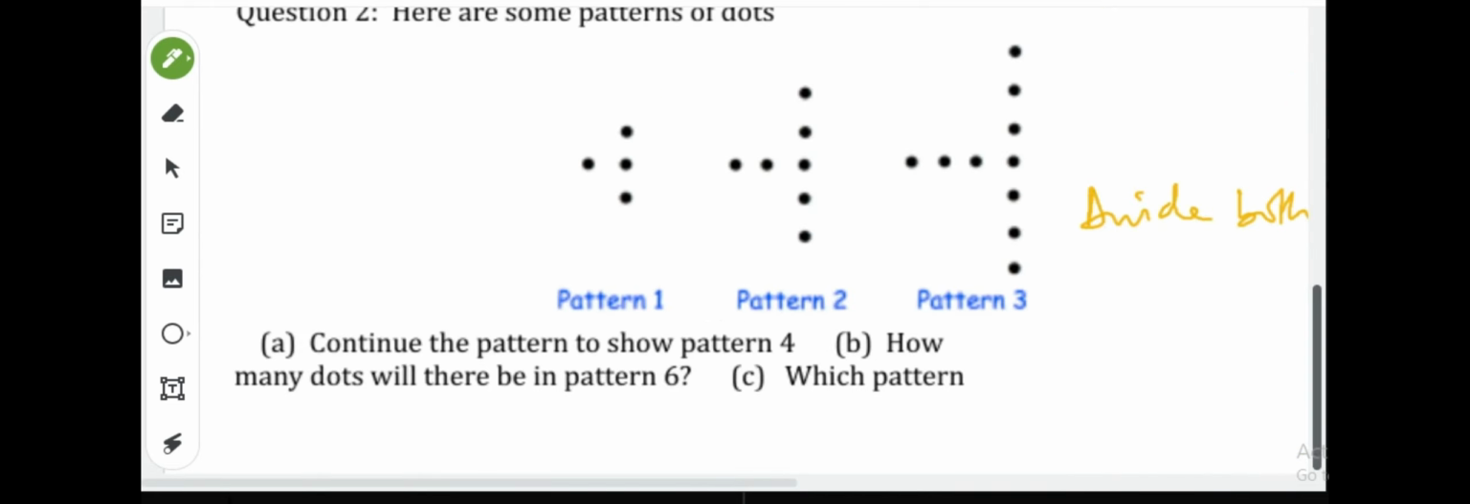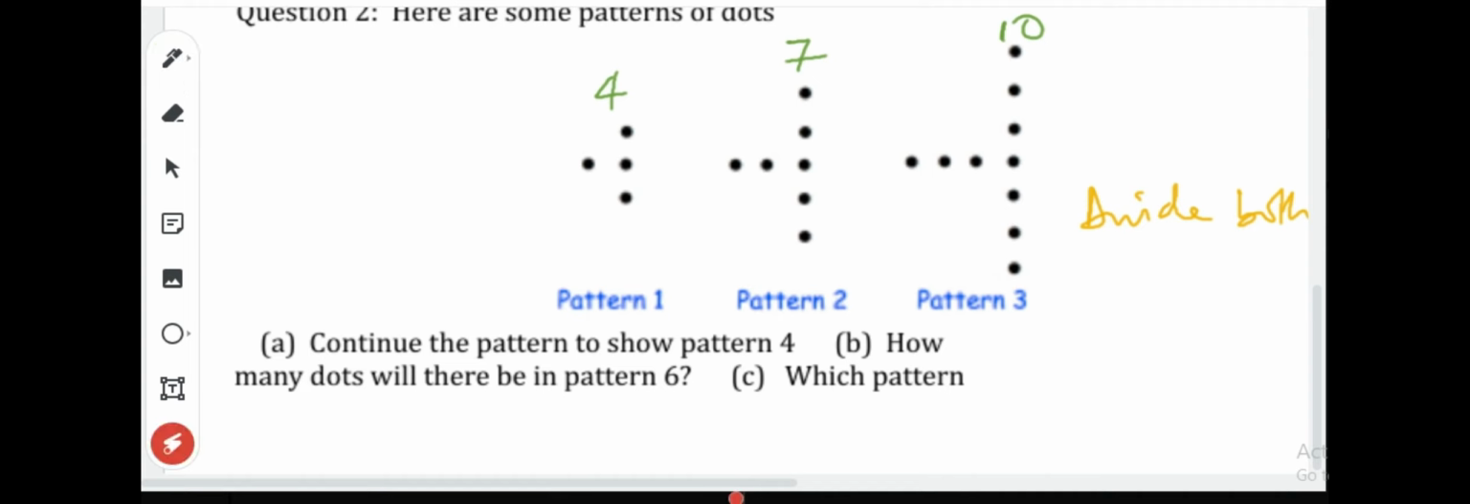Now that's the same thing we are asked to do here. It says continue the pattern to show pattern 4. The first pattern: 1, 2, 3, 4. This one has 4. The second one: 1, 2, 3, 4, 5, 6, 7. This has 7. The third one: 1, 2, 3, 4, 5, 6, 7, 8, 9, 10. Let me count again. 1, 2, 3, 4, 5, 6, 7, 8, 9, 10. This has 10.